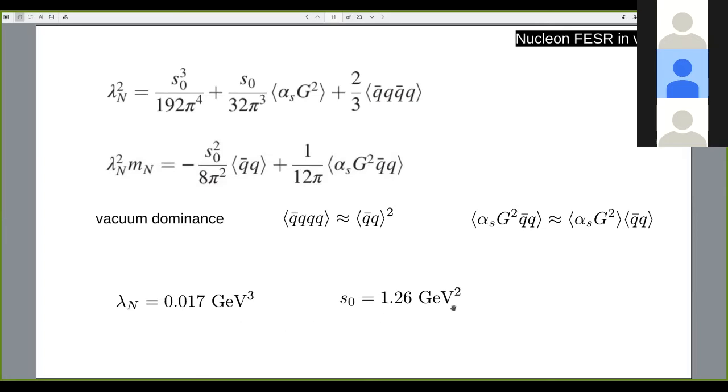In the finite energy sum rules, the hadronic continuum threshold is one of the parameters that needs to be obtained. Usually in other sum rules like the Borel sum rule, it's obtained by looking at a stability sector. Here it is one of the parameters to be obtained in the sum rules.